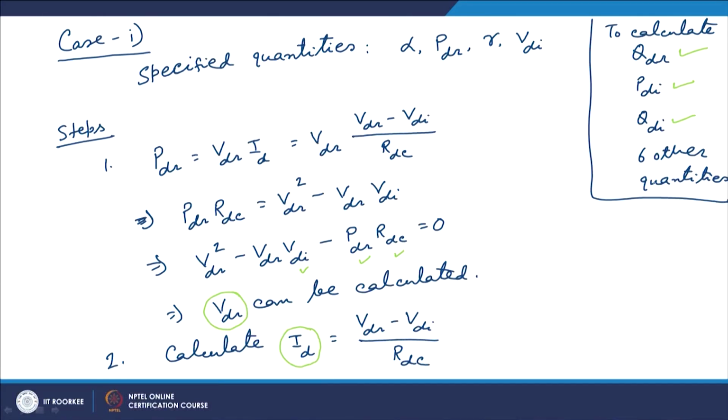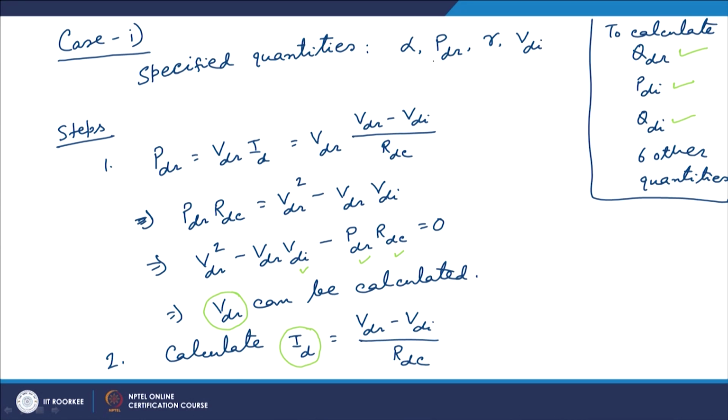So, this is the basic philosophy. Now, we have just now only seen one case when we have got specified quantities alpha, PDR, gamma and VDI. Let us take another case and then let us see how these calculations work. Here, instead of PDR and VDI, let us reverse them, and see that VDR and PDI are known, and alpha and gamma.